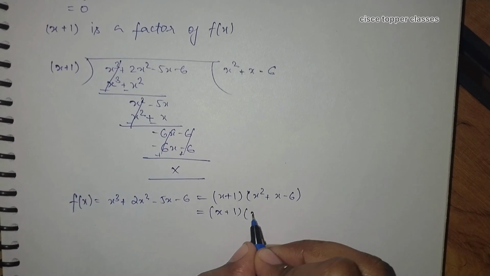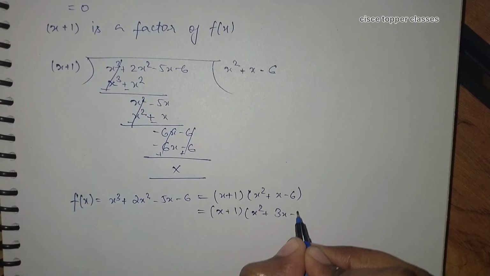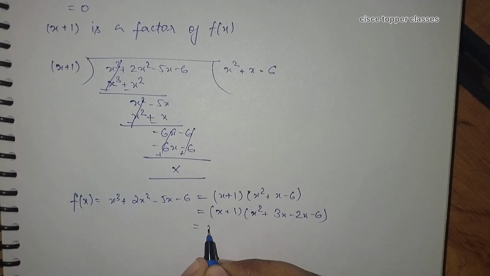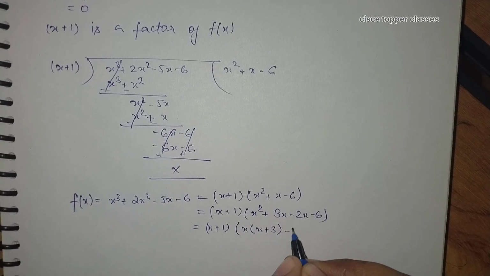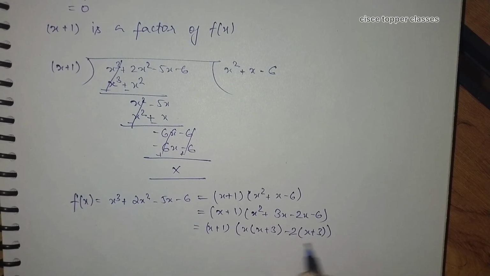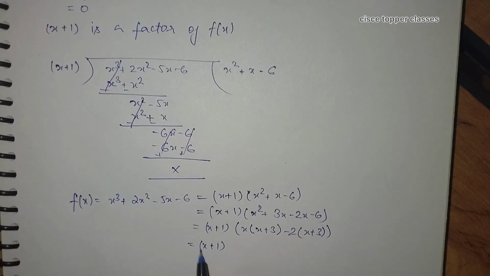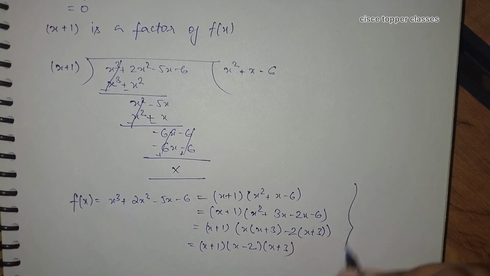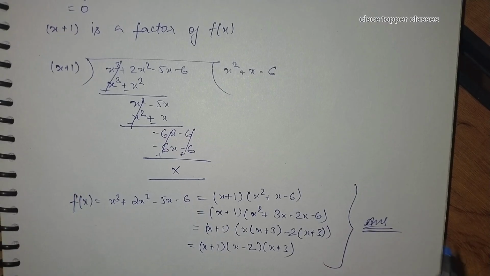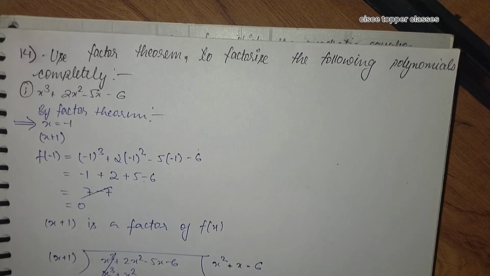On factorizing, it will become x square plus 3x minus 2x minus 6. So it will become x plus 1, taking x as common, x plus 3 minus 2 as common, again x plus 3. From there we can write x plus 1, x minus 2 and x plus 3 are the factors in this equation. This is the answer, and this is the final solution of question number 14, first part.